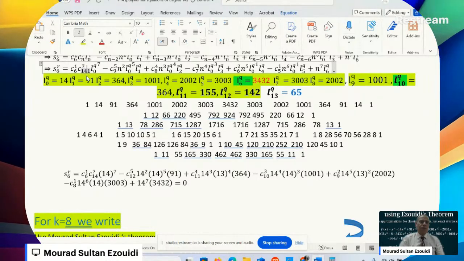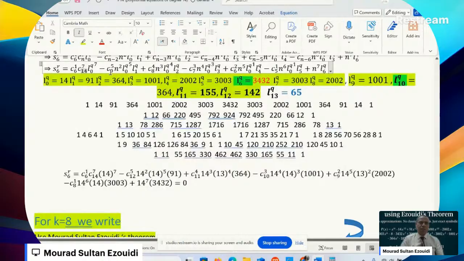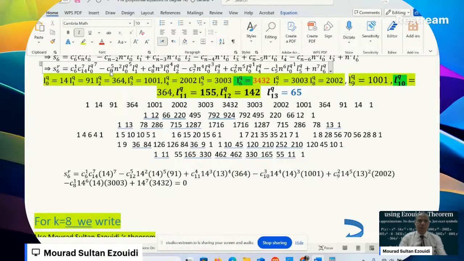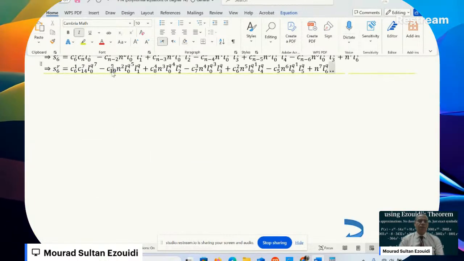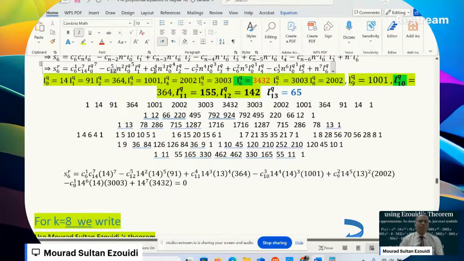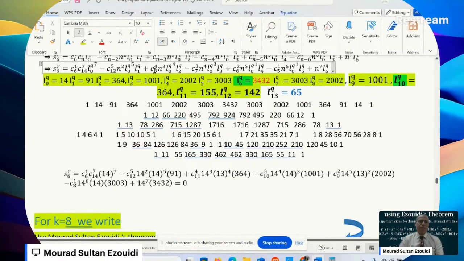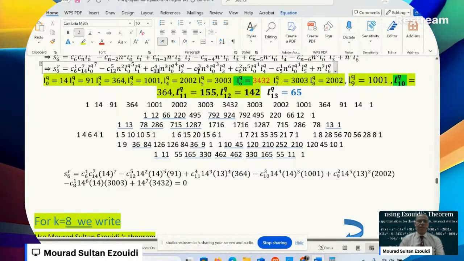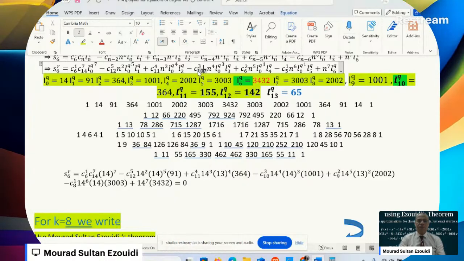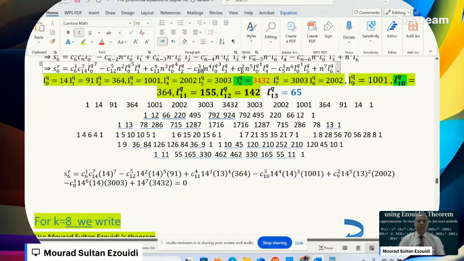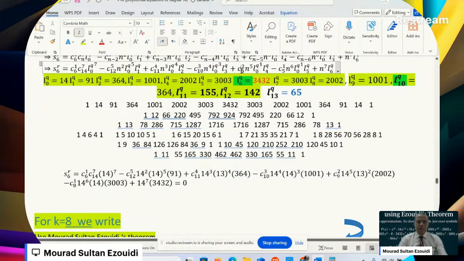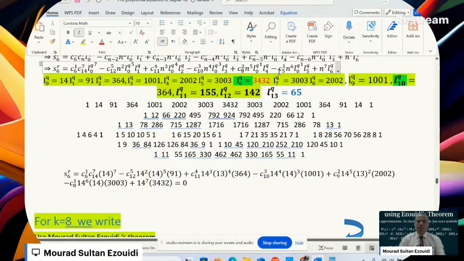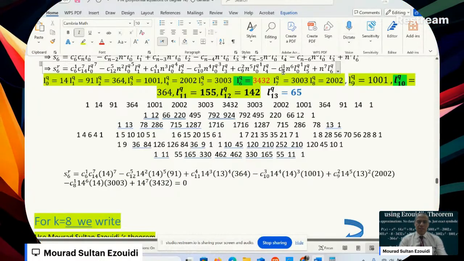So 14 minus 2 is 12. This is 12. This is going to be 11. This is the formula I need. This is 10. This is going to be 9. Then 8. The last one is 8.